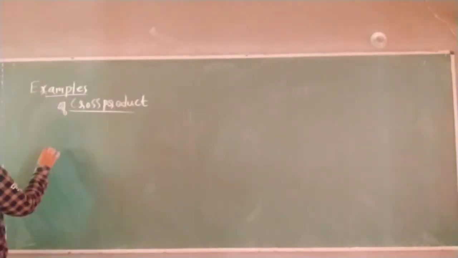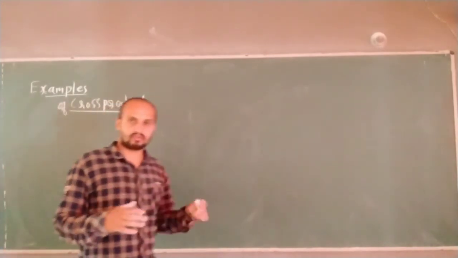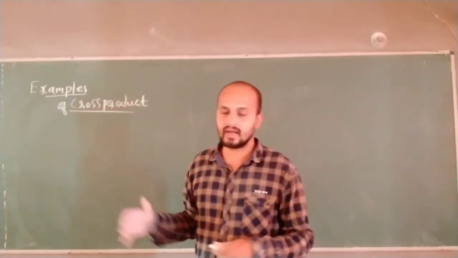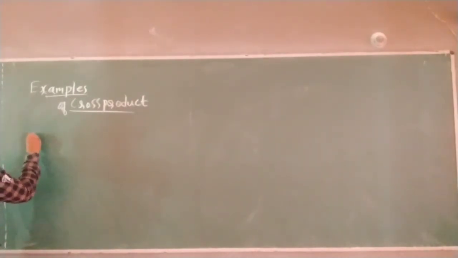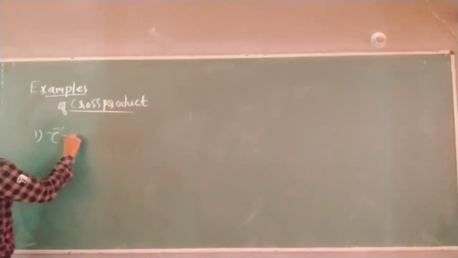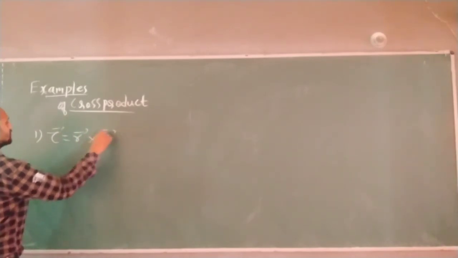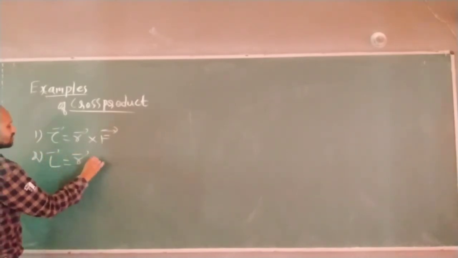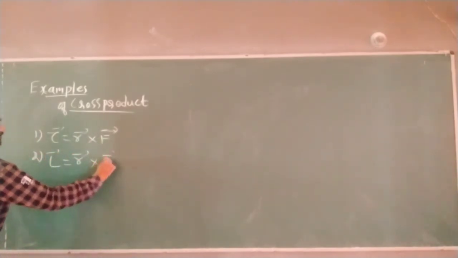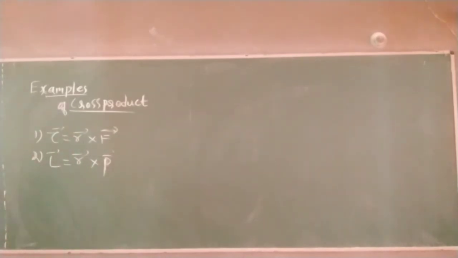Examples of cross product, check it out. If you were in classroom I would have shown it very nicely, but anyhow I will give the first one. Torque is equal to r cross F. Second one I can give: angular momentum is given by r cross p, linear momentum. Correct?